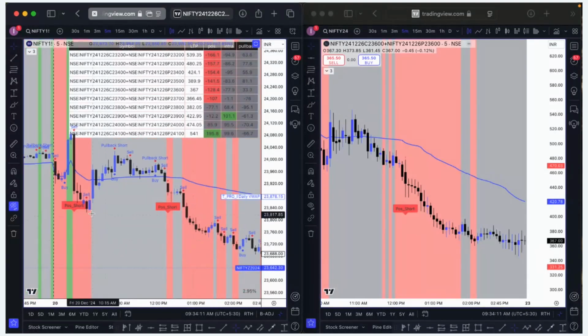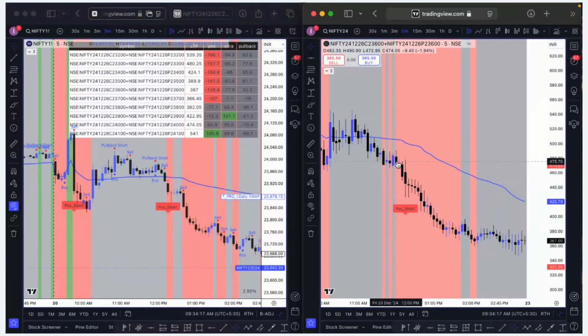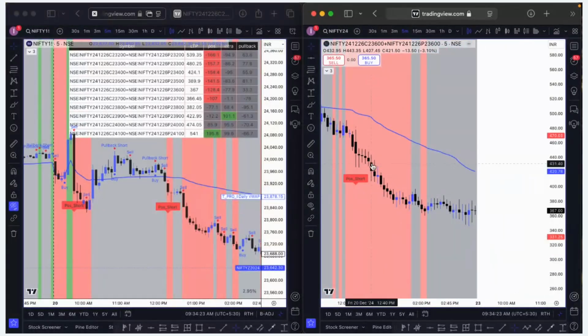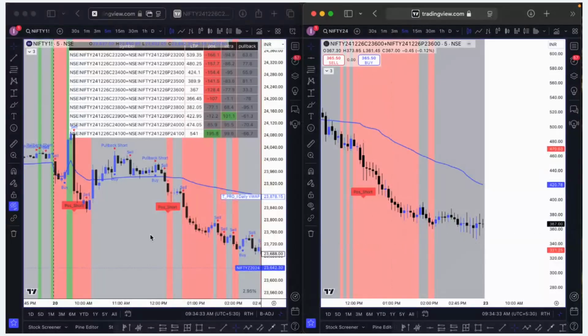So look at this, the low is broken on this particular candle at around 12:50. You look at this candle, 12:50 somewhere around here. I would have traded this short straddle over here at 430. From 430, it has made around 350. Some 70 points I would have captured over here instead of taking a 23,800 straddle.